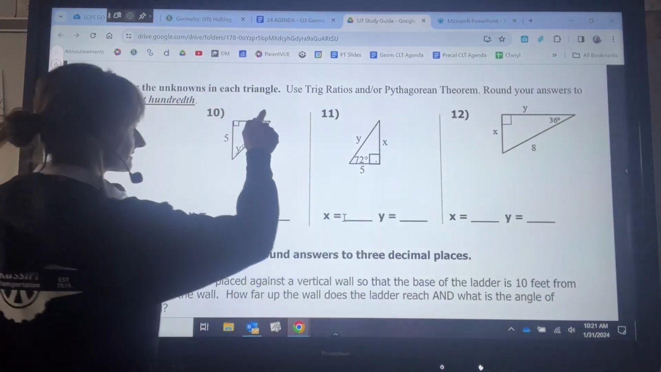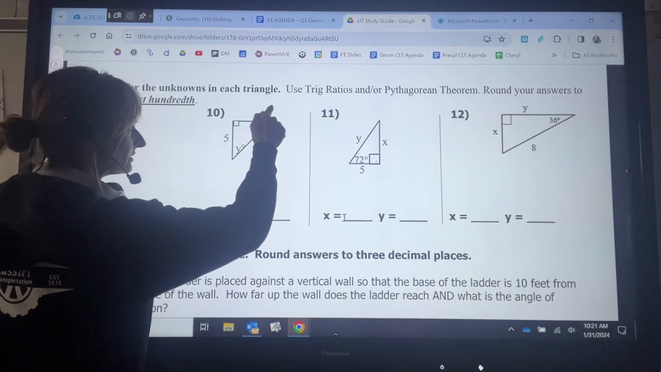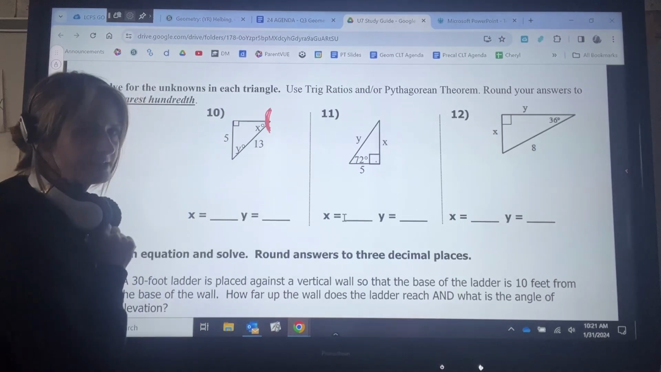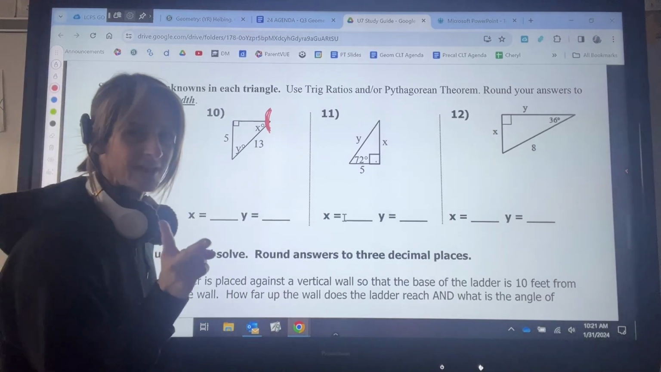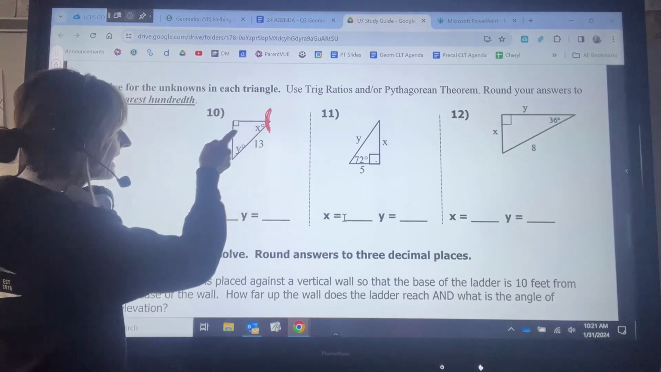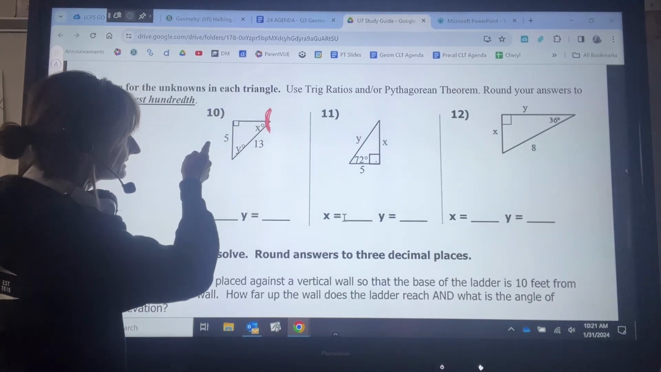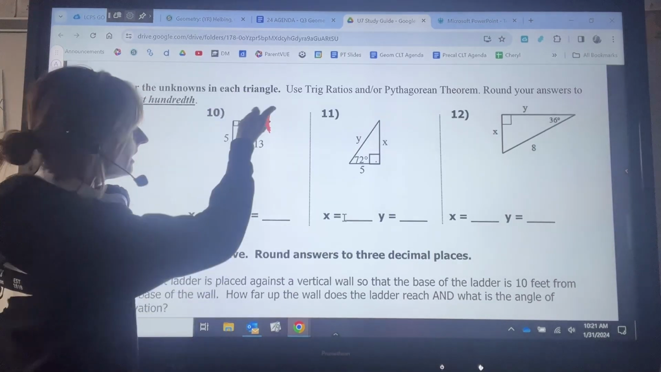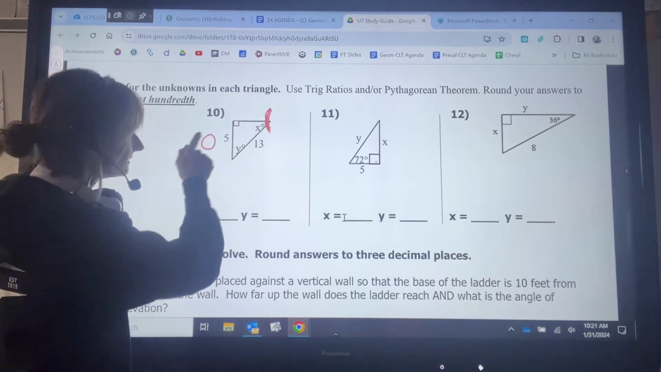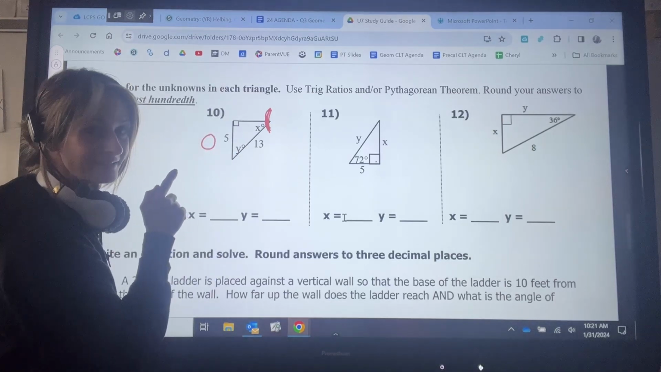So we'll start with x. We have to find an angle to reference, right? So if we're referencing this angle x right here, we have to use the 5 and the 13. Is 5 opposite, adjacent, or the hypotenuse? Opposite.